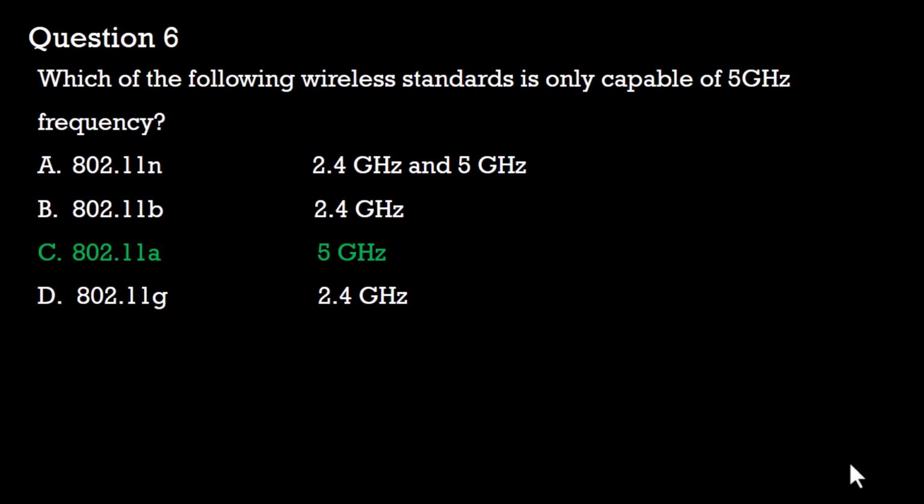The 802.11n operates in both the 2.4 and the 5 GHz frequency bands. The 802.11b operates only in the 2.4 GHz frequency band. The 802.11g operates only in the 2.4 GHz frequency band. So, with respect to the question, we are asked which of the wireless standards is only capable of the 5 GHz frequency. So that is option C, the 802.11a.